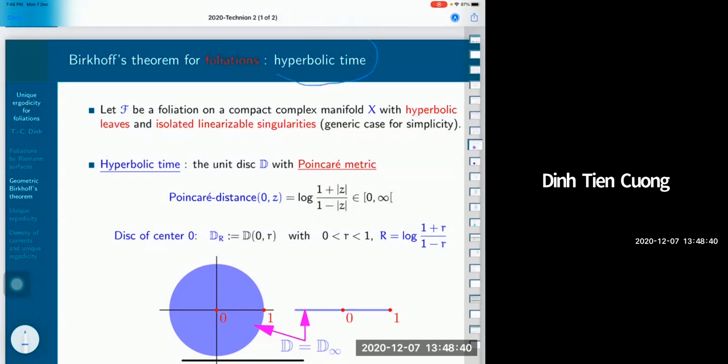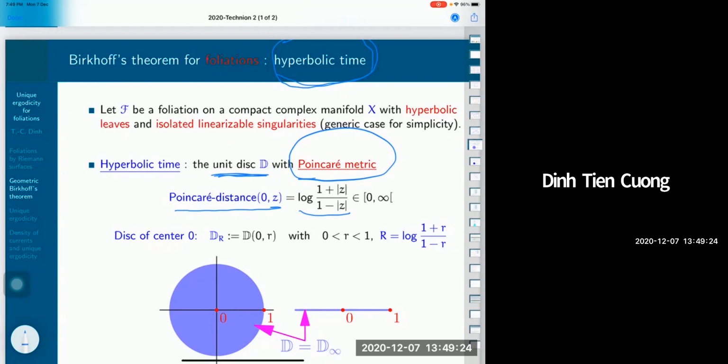First I want to talk about hyperbolic terms. Here I consider a foliation as a dynamical system, so I have to talk about the time. The time is hyperbolic. The time for us is actually the unit disk D with the Poincaré metric. The Poincaré metric is basically given by this formula, and this metric is invariant by automorphism. The Poincaré distance between 0 and z is given by log of (1 plus |z|) over (1 minus |z|).